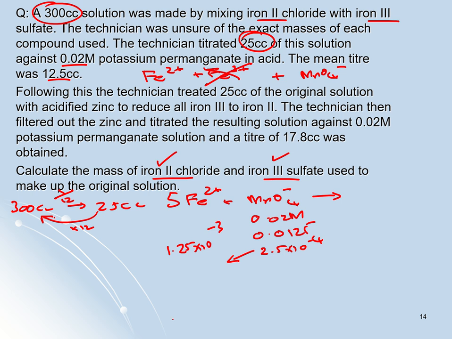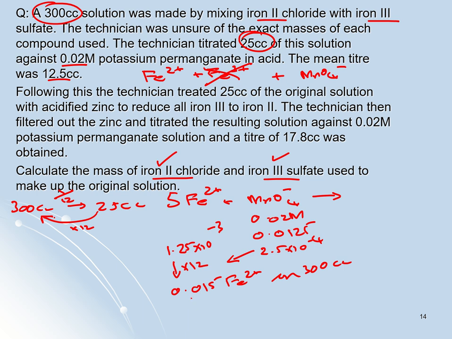So that, remember, is in 25 cubic centimetres. If I take that and multiply it by 12, that will tell me how many moles of iron 2 I have in my 300 cubic centimetres, which comes out at a nice 0.015 moles of iron 2. We'll just keep labelling it to keep the examiner happy. And that's in my 300 cubic centimetres. So I've got moles of iron 2 in 300.